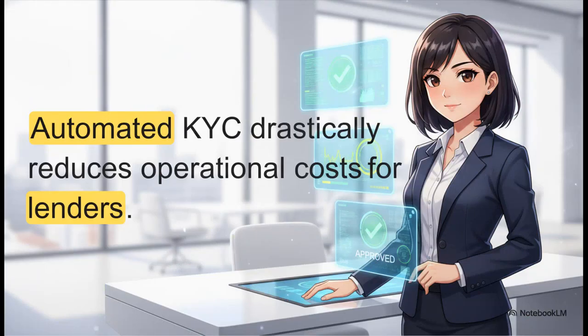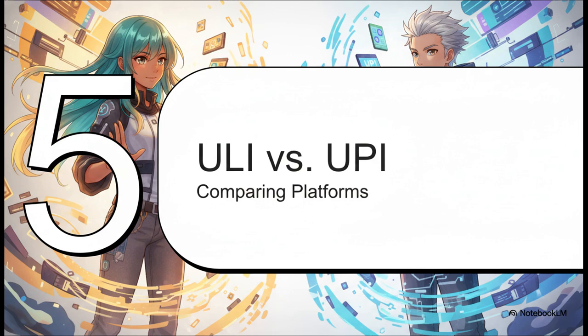And the third group benefiting here are the lenders and financial institutions themselves. Customer acquisition and manual underwriting are highly expensive. By automating KYC, document verification, and risk assessment, ULI drastically cuts the operational overhead of originating a loan. This means that small ticket lending, which used to be highly unprofitable for banks because of all those processing costs, suddenly becomes economically viable. Let's look at Section 5, ULI versus UPI.